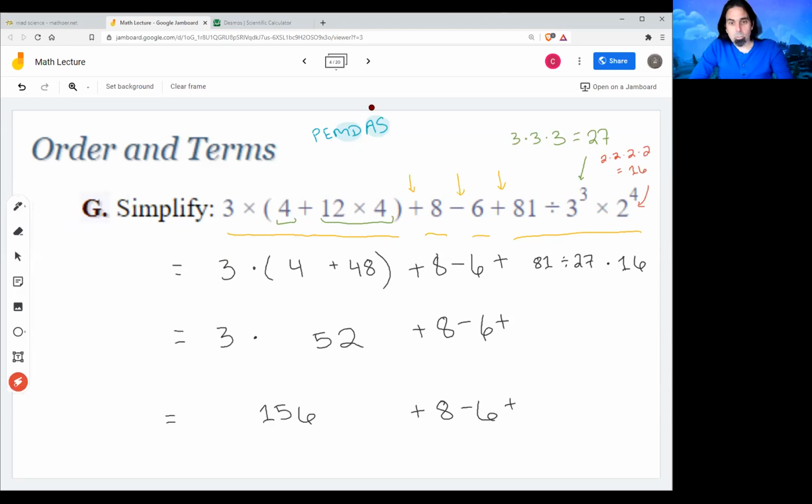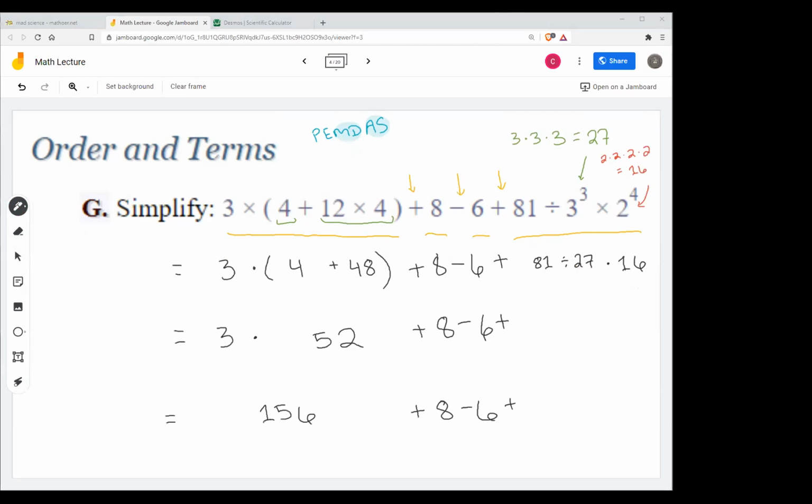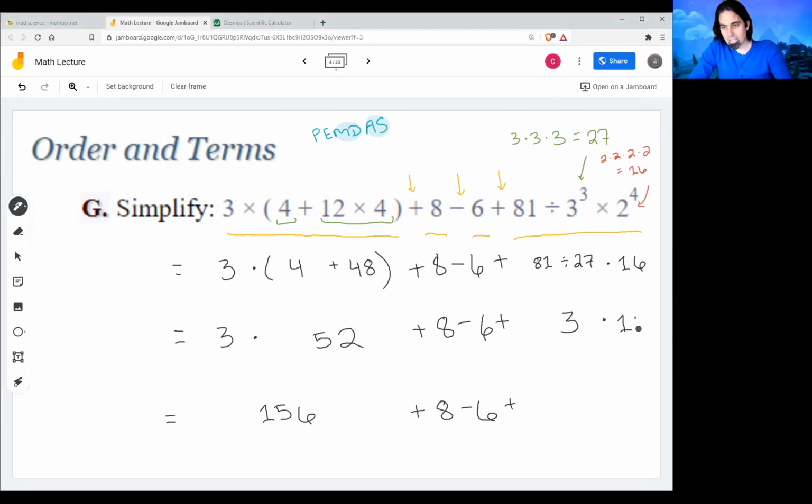Okay, now we have only multiplication and division, so we'll go left to right. 81 divided by 27. If you need to use a calculator, that's fine. Yeah, I did. 3. And then 3 times 16. 48. And now I'm ready to finish.